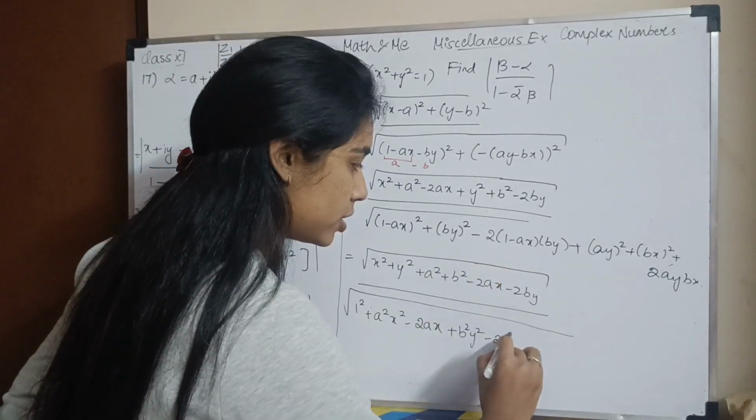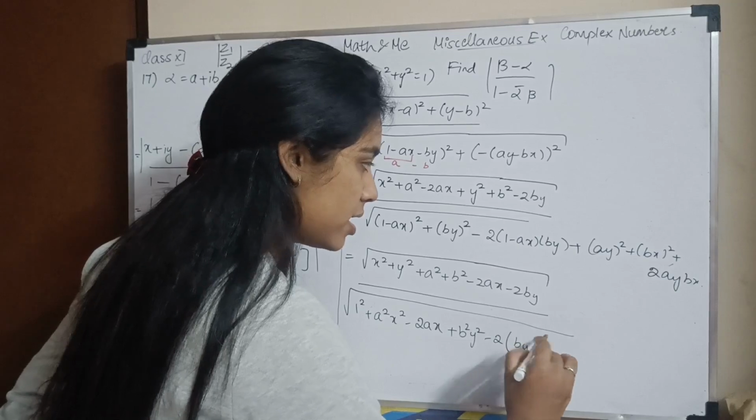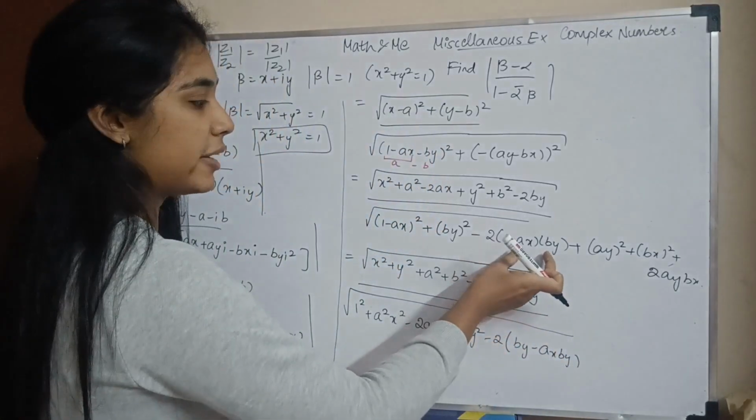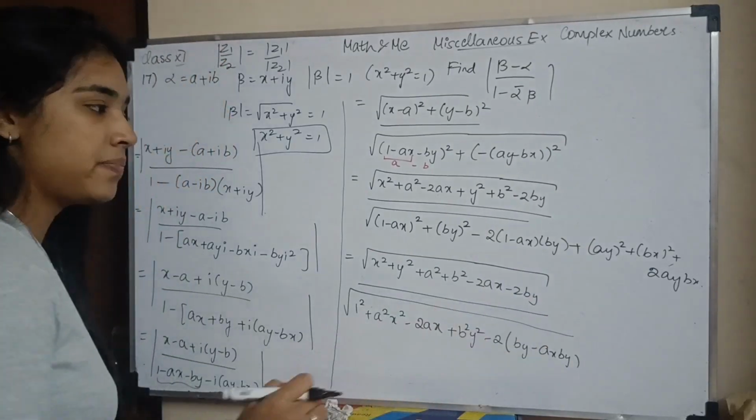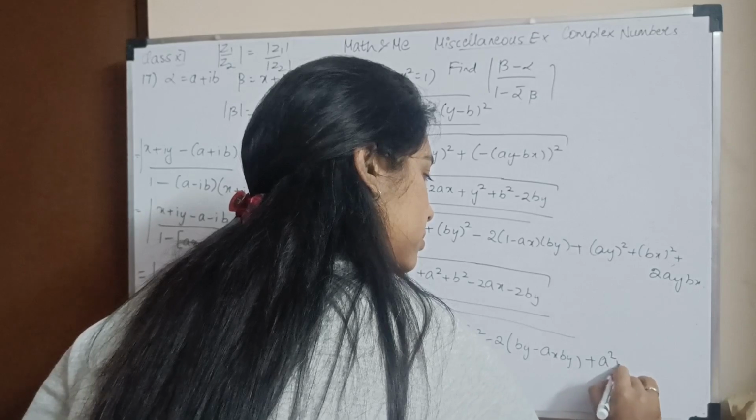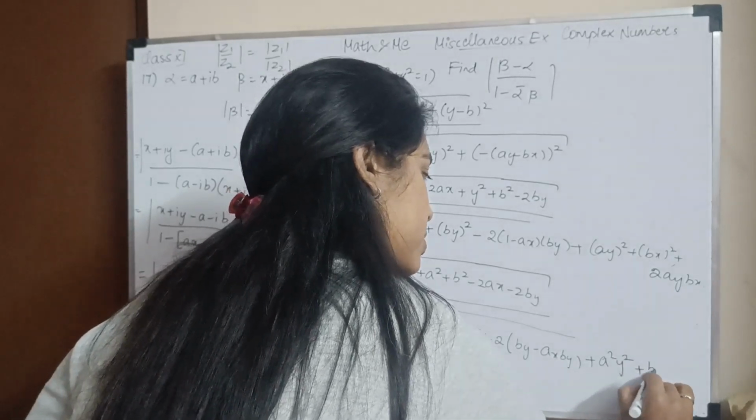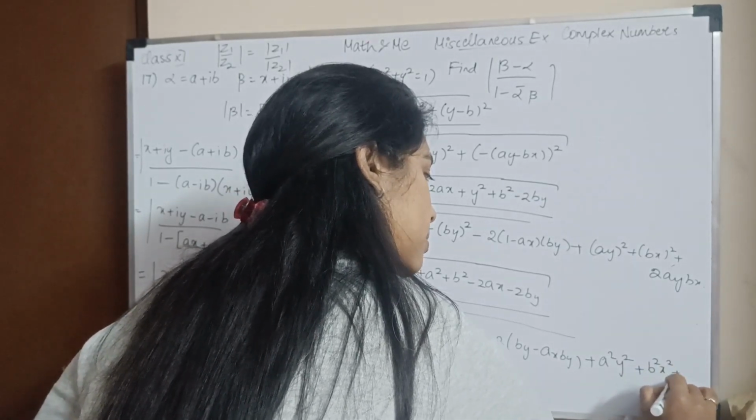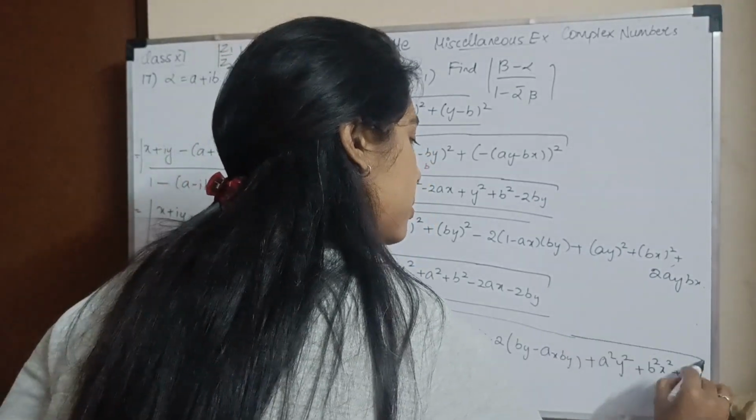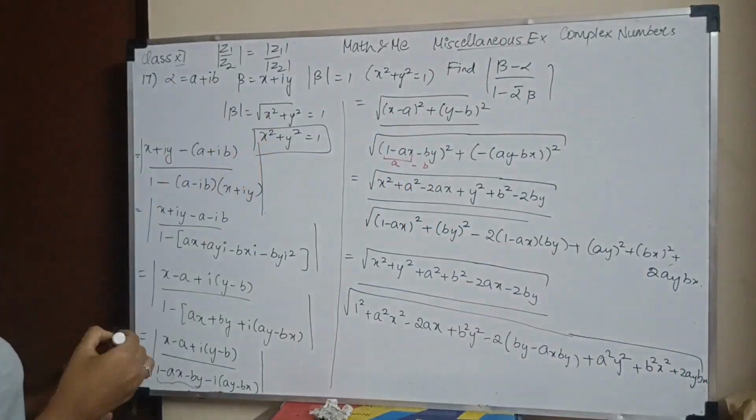So I have 2 times by minus ax by. I have not multiplied the 2 yet. I have multiplied these two terms. Okay? Plus a square y square plus b square x square plus 2ay bx. Okay? This is my denominator. So let me erase this part of the board. Please copy.